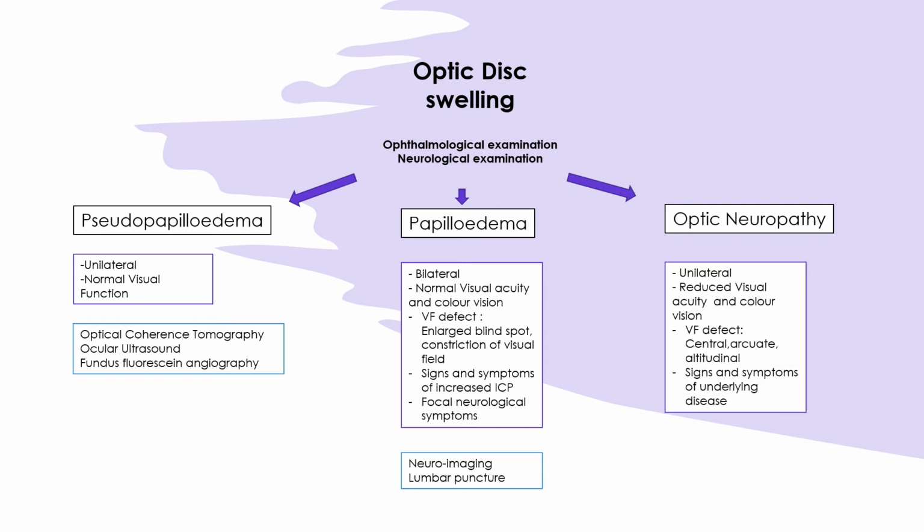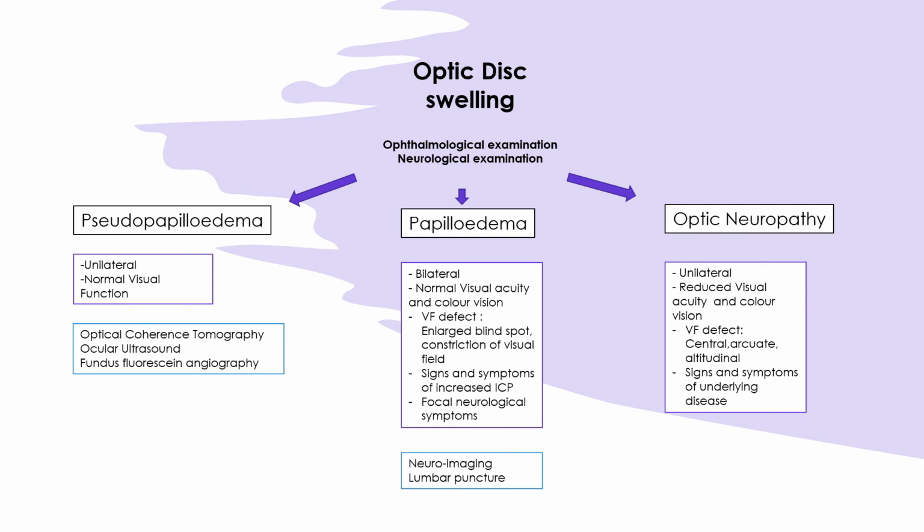Patients with optic neuropathy usually have unilateral optic disc swelling. They have reduced visual acuity and color vision. Patients may have central, arcuate, or altitudinal visual field defect. Patients might also exhibit signs and symptoms of underlying disease.